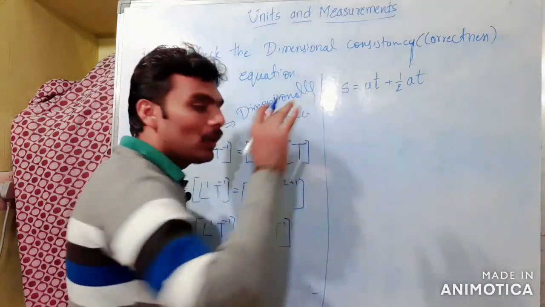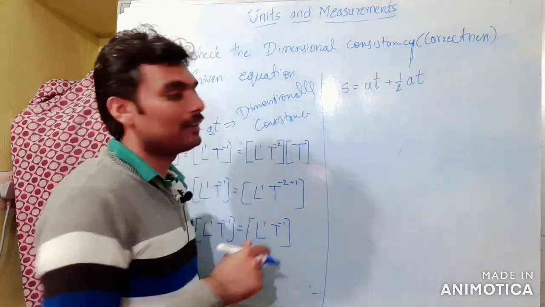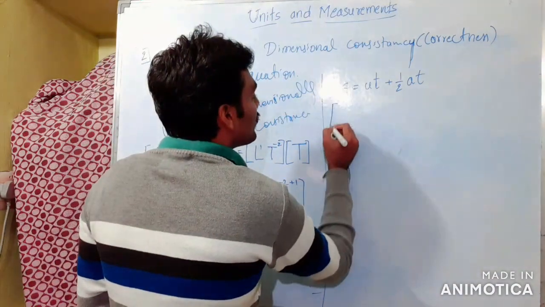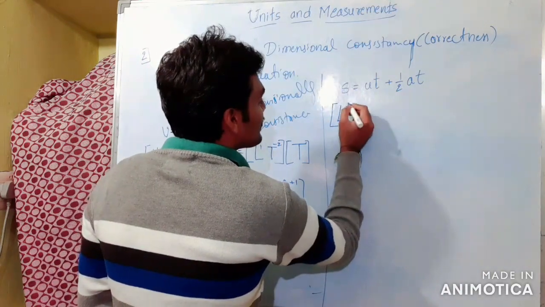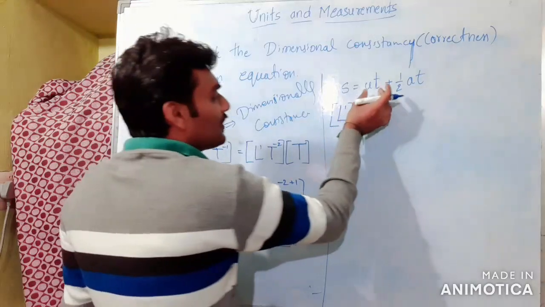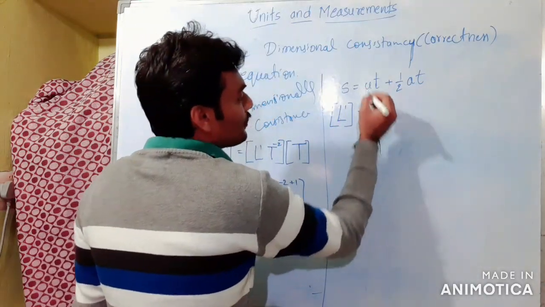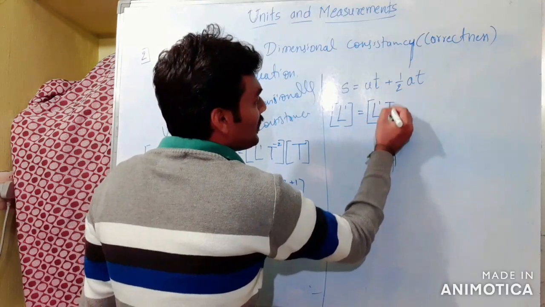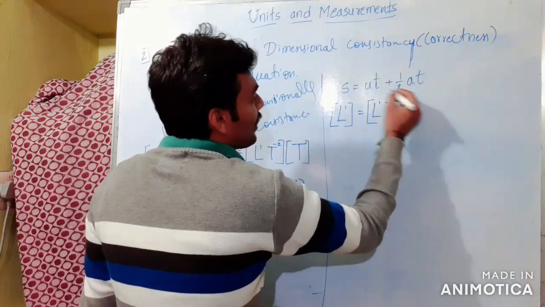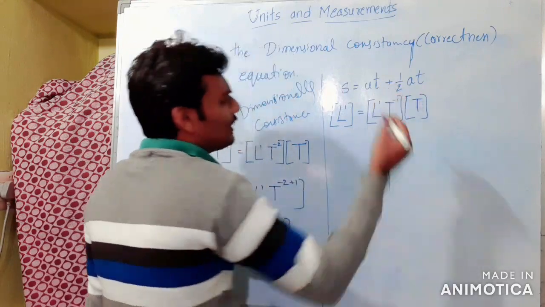Dimension of S. What is S? S is displacement. Displacement is simply length. So dimension of S is simply L1 because it is simply length. Then what is the dimension of ut? ut together I have to take. Dimension of u is L1 T minus 1 and dimension of small t is T. What is t actually? t is time.